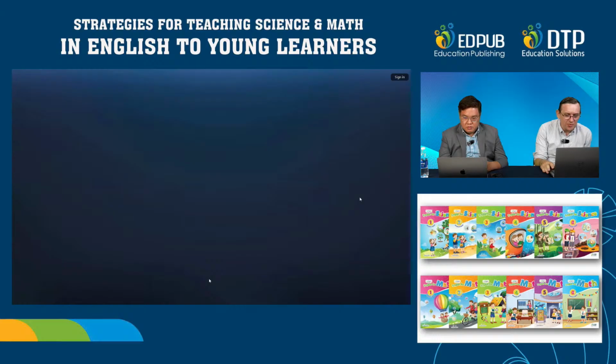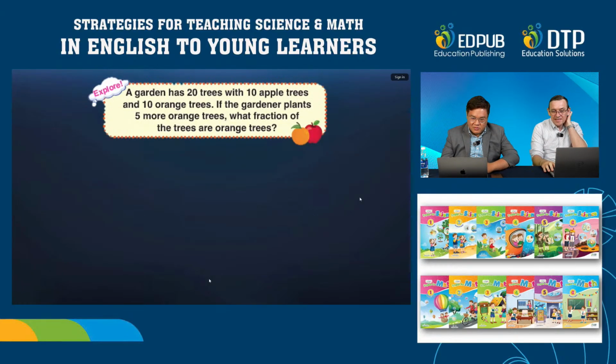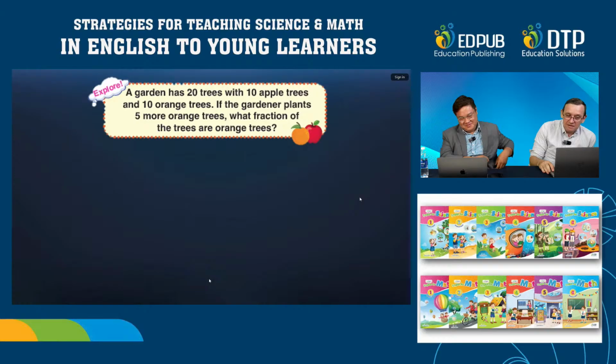So have a look at this next one. This one's a bit more difficult. A garden has 20 trees with 10 apple trees and 10 orange trees. If the gardener plants 5 more orange trees, what fraction of the trees are orange trees? So again, this is complex, but this is the kind of challenge that you have with these mathematical problems.